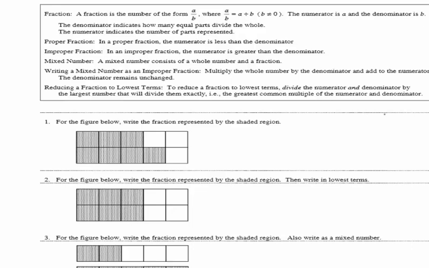In the first problem, they have, for the figure below, write the fraction represented by the shaded region. And a fraction is going to be in the form of A over B, and our numerator is going to be the parts represented, or in our case, it's going to be the shaded region. And in the denominator, B, it's going to represent the number of parts total.